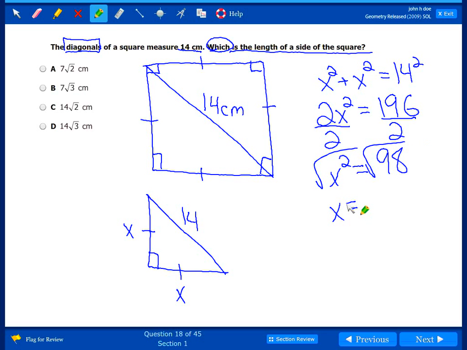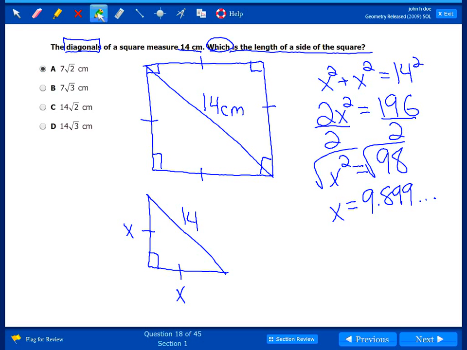So whenever we type this in our calculator, one option that we're going to get is 9.899 that goes on forever. Well, if we type those values in, we will see that 7 square root of 2 is the exact same thing. So that'll be our answer.